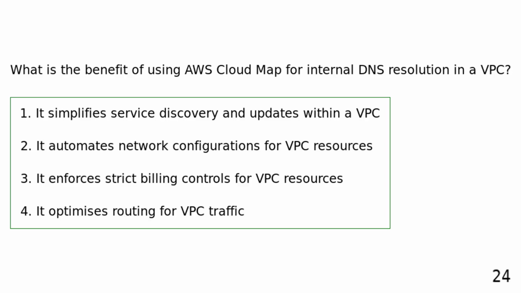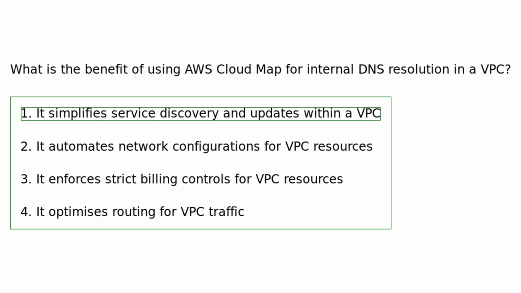What is the benefit of using AWS Cloud Map for internal DNS resolution in a VPC? It simplifies service discovery and updates within a VPC. It automates network configurations for VPC resources. It enforces strict billing controls for VPC resources. It optimizes routing for VPC traffic. Using AWS Cloud Map for internal DNS resolution in a VPC simplifies service discovery and updates within the VPC, making it easier to manage and connect VPC resources.